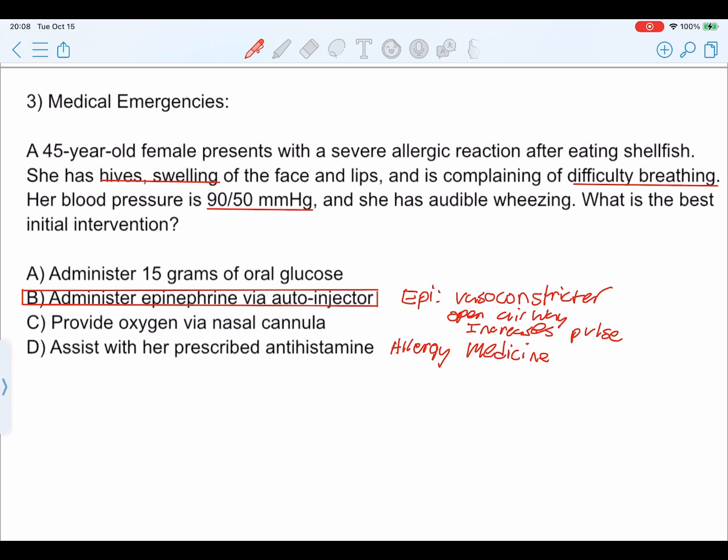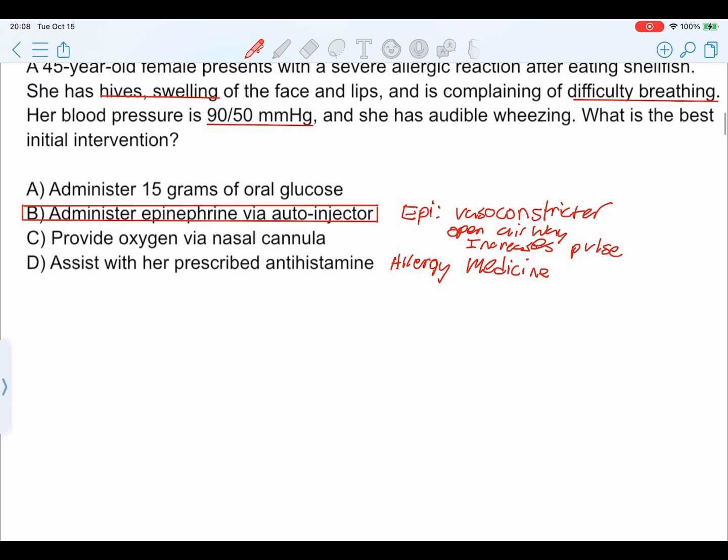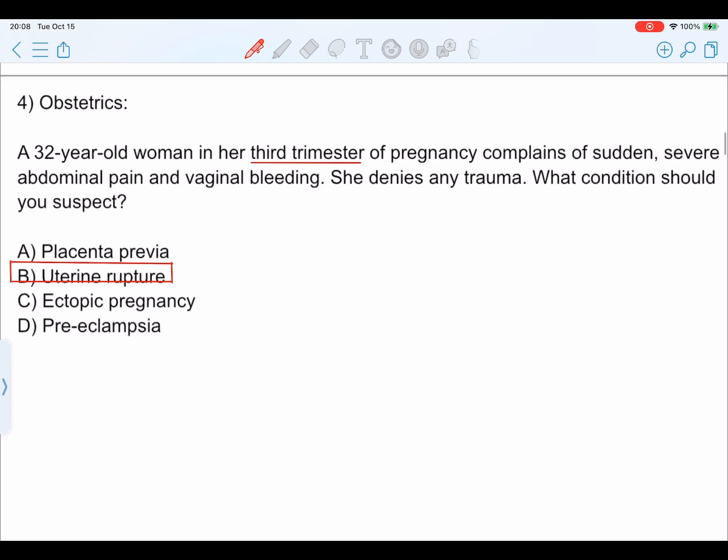So when we go through this patient's symptoms right here, we have hives and swelling, difficulty breathing, and we have low blood pressure. These can all be solved with epi. Let's use epi, right? It's as simple as that. Just go through it, solve the issues, and you'll be successful.